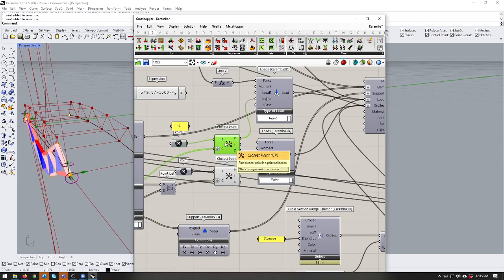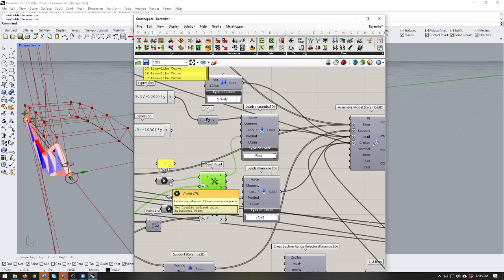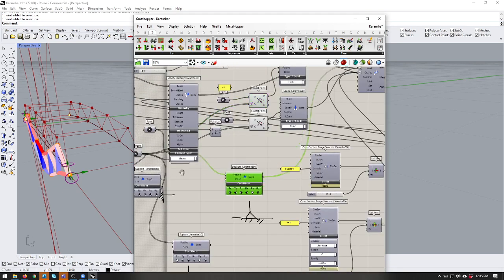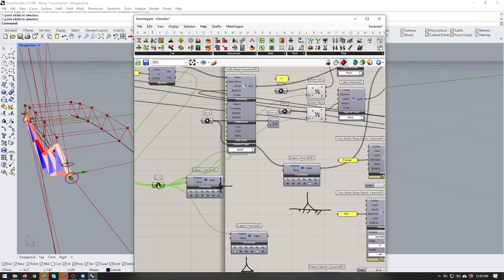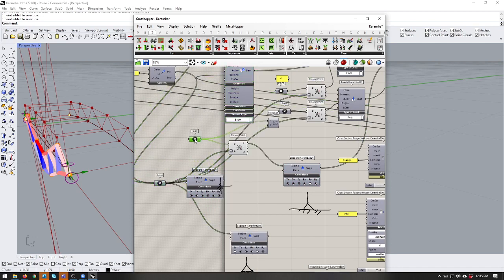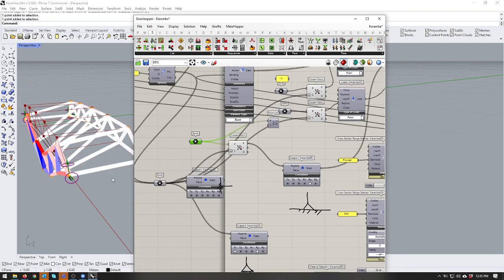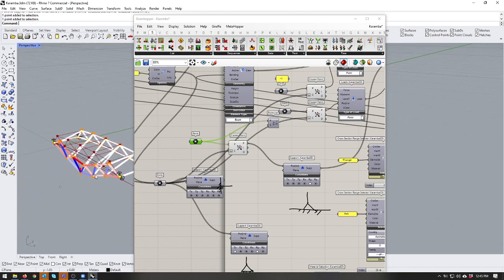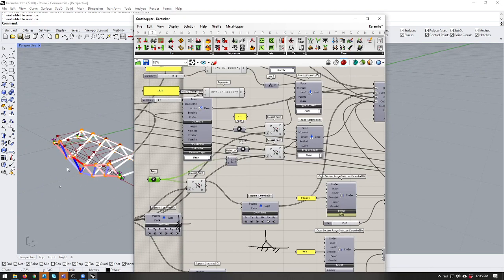Get your extra supports in yet? I think that's what we're missing. Yeah, that's what I'm doing. My supports. That's a support. And then let's just duplicate the loads.